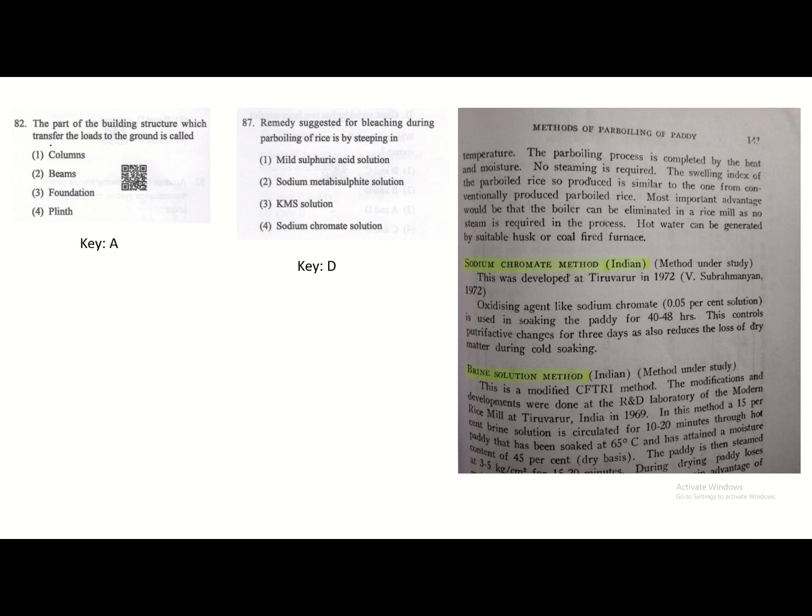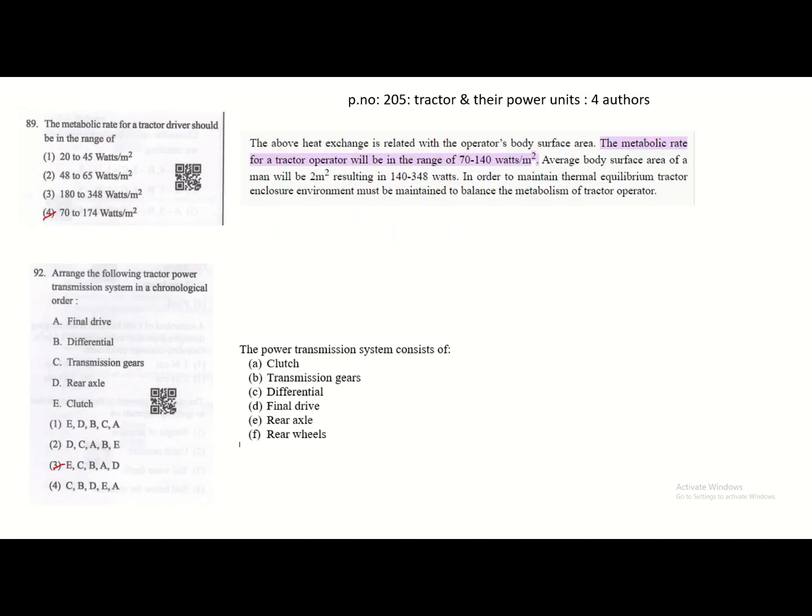Next one: the part of the building structure that transfers the load to the ground. That is the column. That's a simple question. The remedy suggested for the bleaching, bleaching during the parboiled rice. This comes from Chakraverty, Post Harvest Technology of Cereals and Pulses. That is the sodium chloride method, one is a brine solution method. Here the brine is not given, so the remaining answer is sodium. That is the 4.